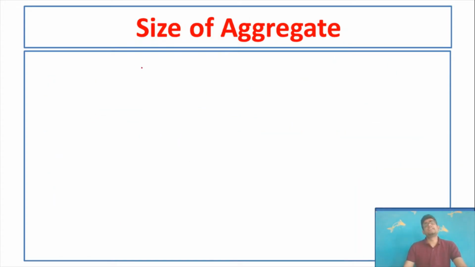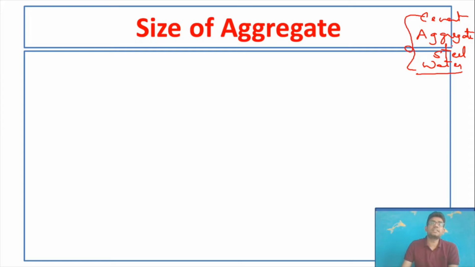Next, let us see what the different materials are that we are using in the RCC. First, we have to use the cement. You have to use the aggregate. You have to use the steel, and we have to use the water also. So let us see the properties of these materials required in case of the RCC.